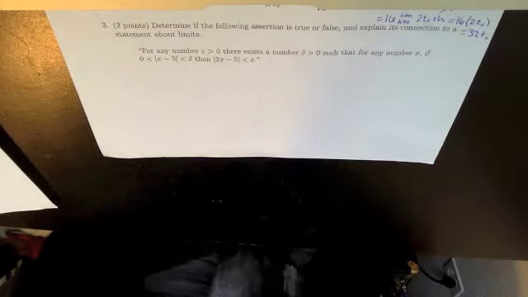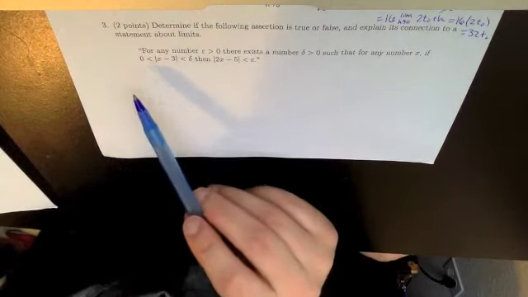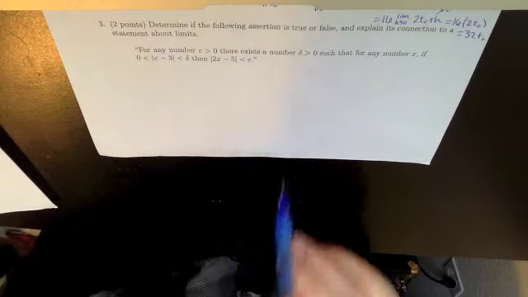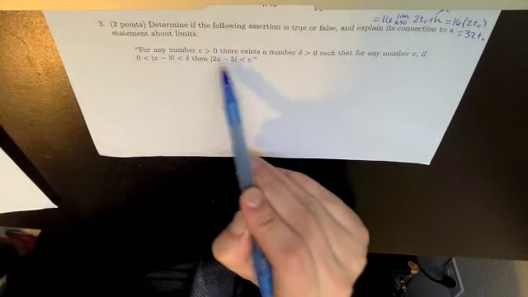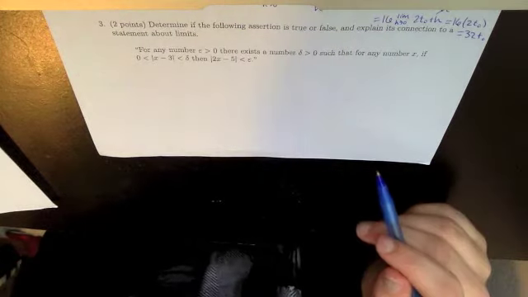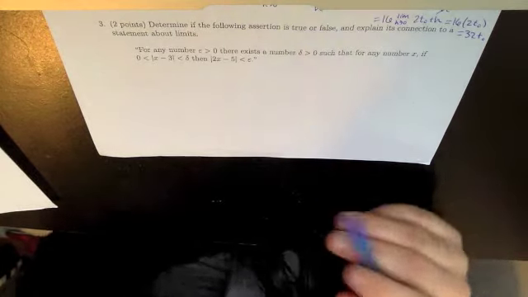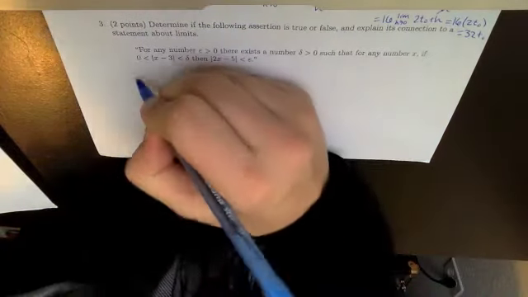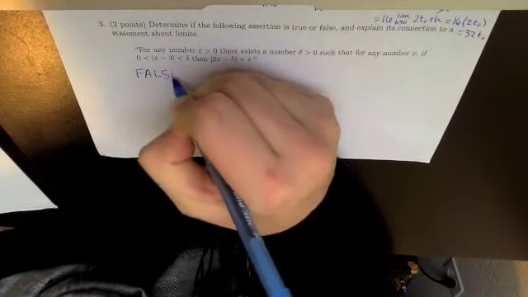Now, the way that I would read this is that as x gets close to 3, as this distance gets small, then 2x gets close to 5. This distance gets small. When I read it like that, it becomes really obvious. I know that as x gets close to 3, 2x gets close to 6, not 5. So I know right away that it is false.